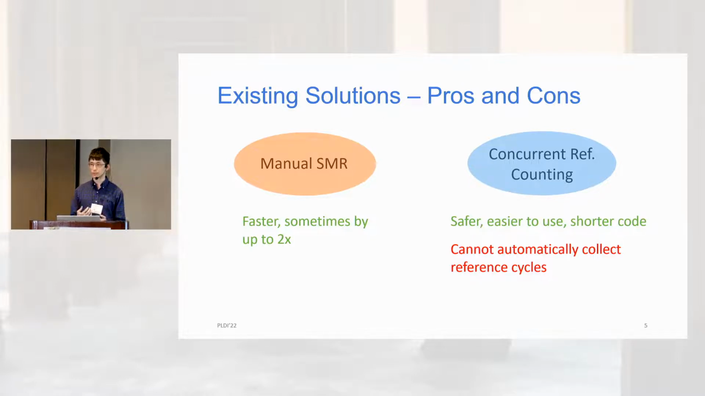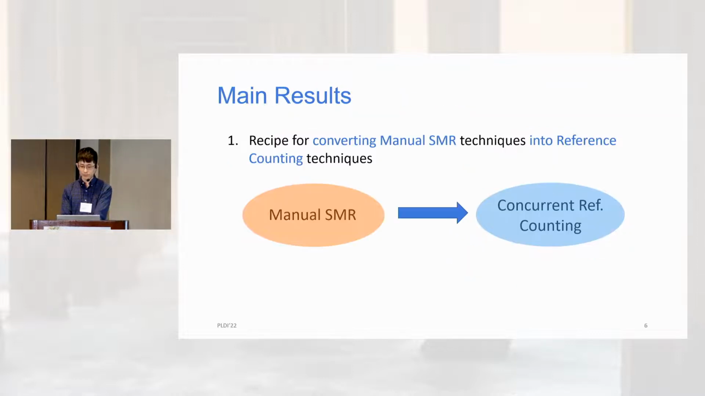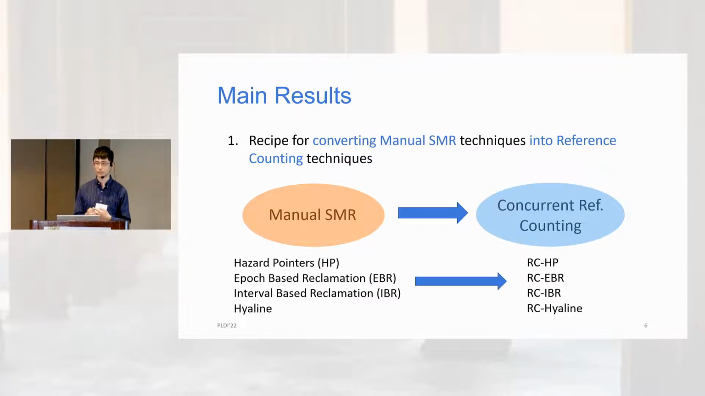We shrink the performance gap by quite a bit, and we also implement a special type of pointer that helps with reference cycles. To shrink the performance gap, we describe a recipe for converting manual SMR techniques into reference counting techniques. As a concrete example, we show how to take state-of-the-art manual techniques like hazard pointers, epoch-based reclamation, and Hyaline, and convert them into reference-counted variants. And the speed of these reference-counted variants is usually within around 15% of the manual techniques that they are based on.